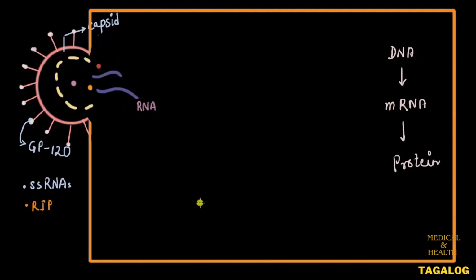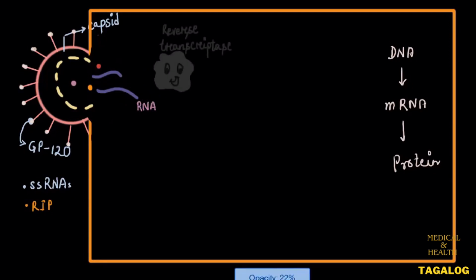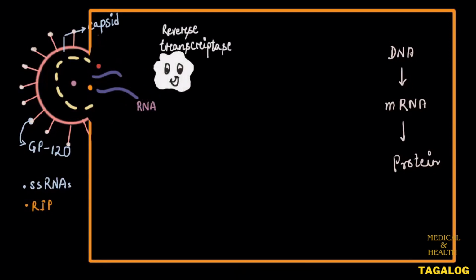This never happens inside the cell. And also, our cells do not have any enzymes or any tool that can convert an RNA into a DNA. So how will the virus do that? Well, the virus knows already that it has to do that, and therefore it carries the weapon along with it. And what is that weapon to convert RNA to DNA? It is an enzyme called reverse transcriptase. Okay, now you can probably guess where this R in RIP comes from. This R stands for reverse transcriptase.